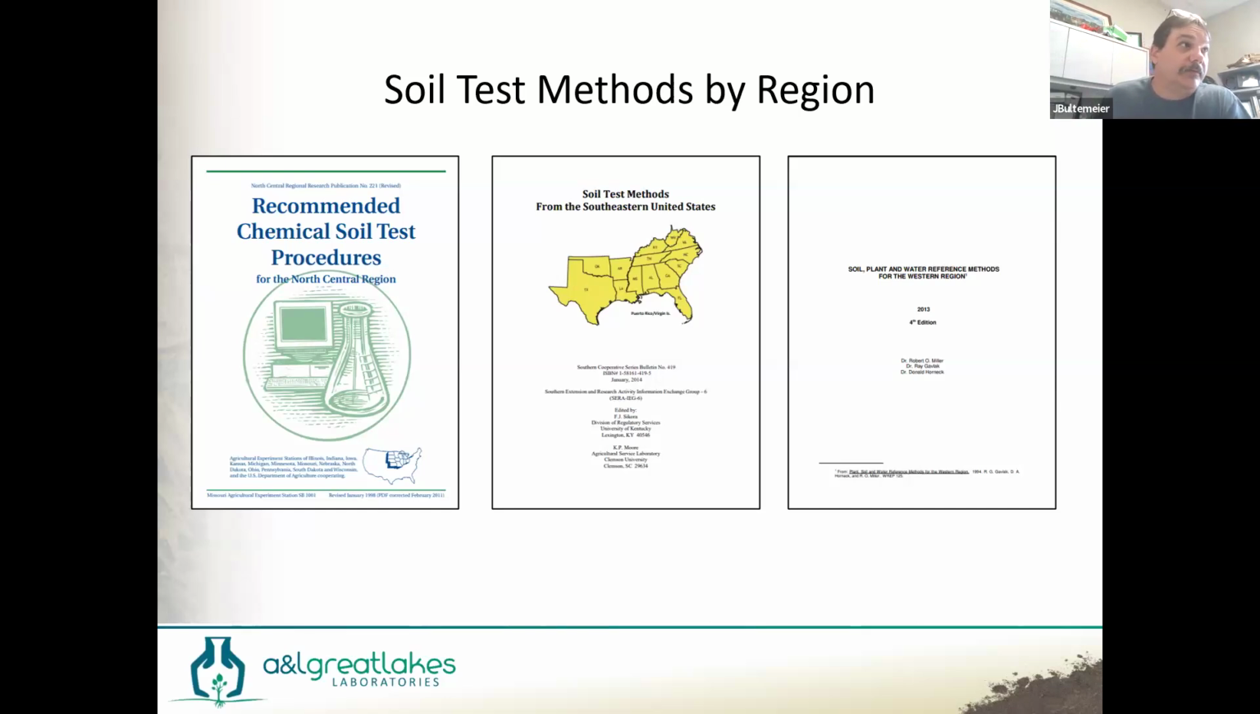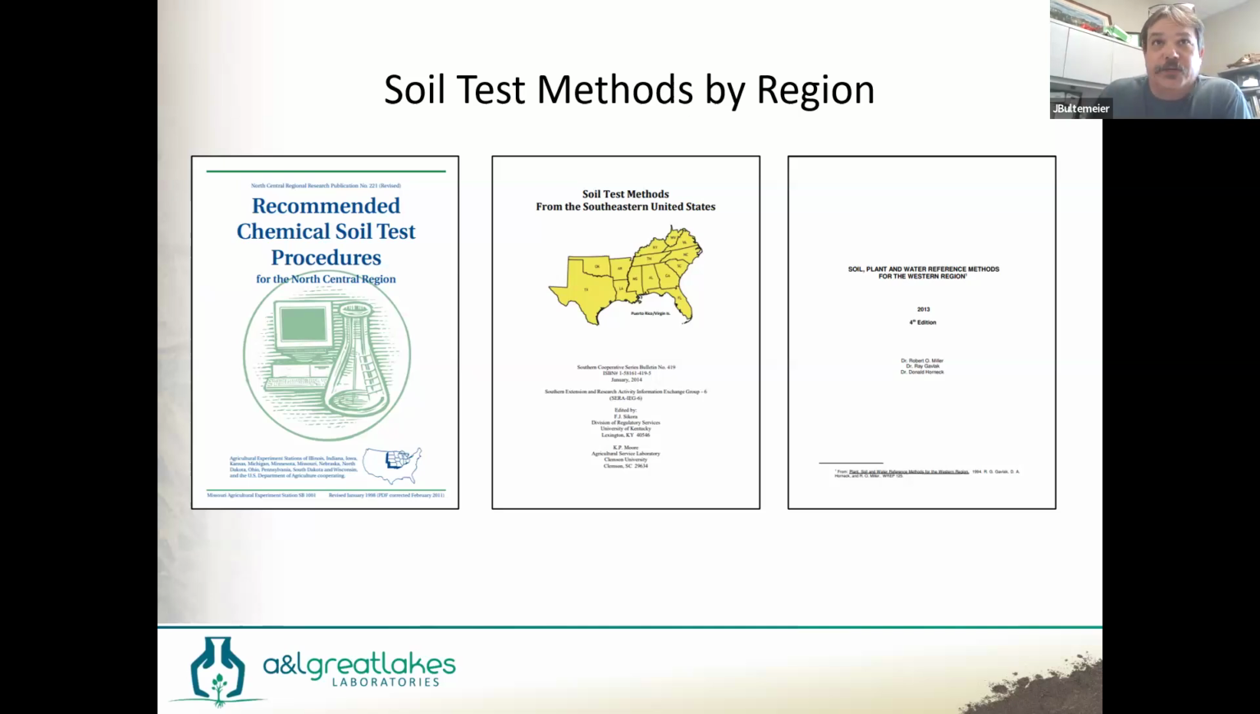So the first one on the left is the recommended chemical soil test procedures for the North Central region. That's us here in the Midwest. But there's roughly 5 regions in the US, 5 or 6, I have to look. But each region has specified which ones out of that book work best.